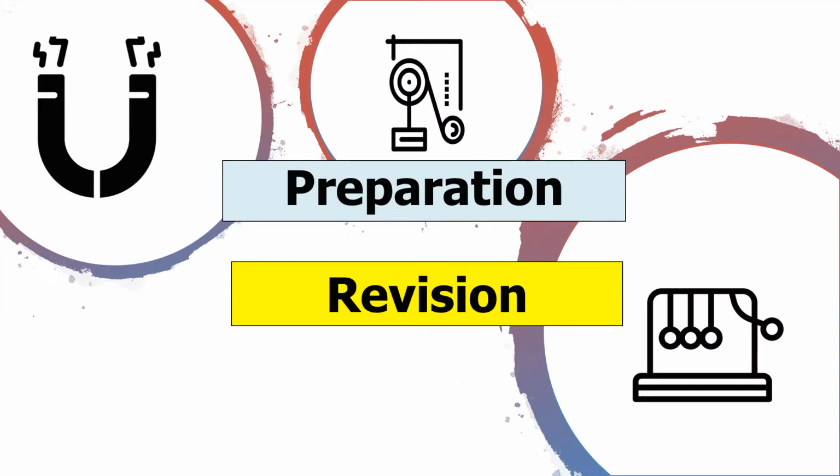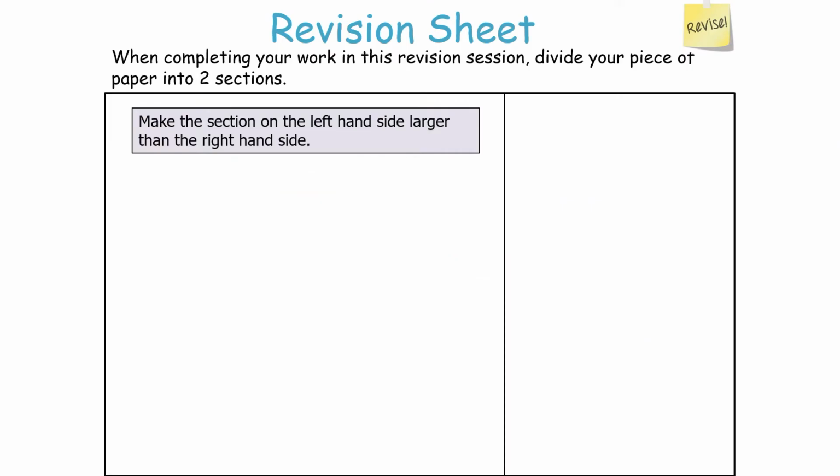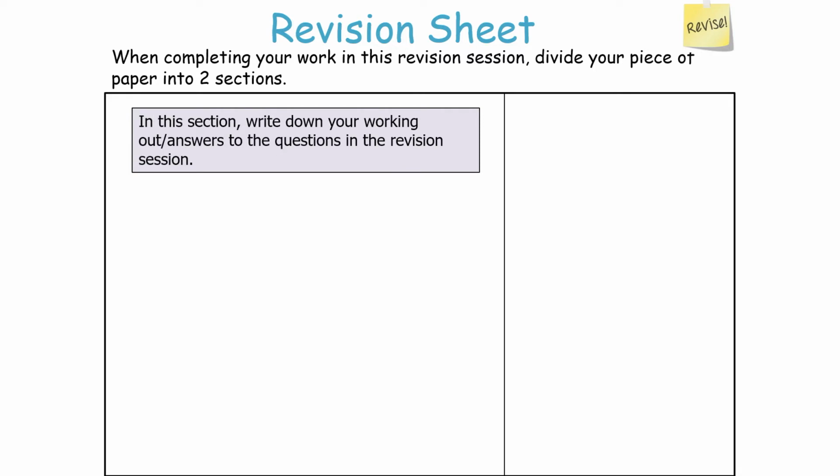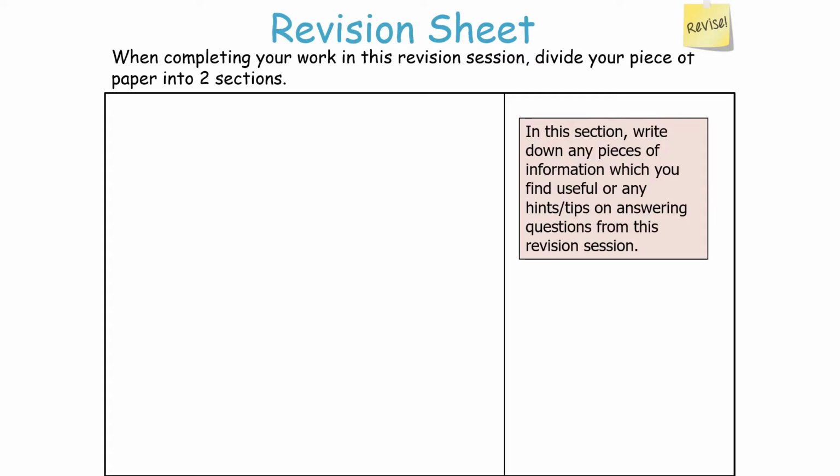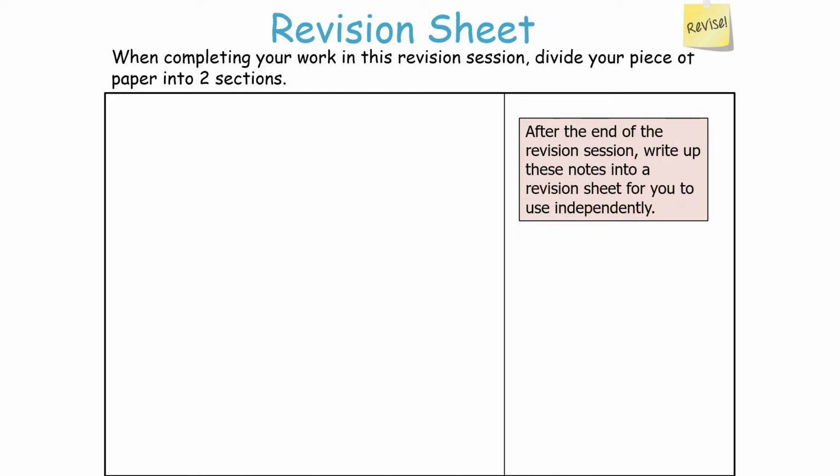So how should you prepare for carrying out this revision session? Well, when completing your work in this revision session, divide your piece of paper into two sections. Make the section on the left hand side larger than that on the right hand side, and in this left hand side section write down your working out and answers to the questions in the revision session. Make sure you write out your answers in full sentences and show your full working out, whilst in the right hand side write down any piece of information which you find useful or any hints and tips on answering questions from this revision session. At the end of this revision session, write up these notes into a revision sheet for you to use independently.